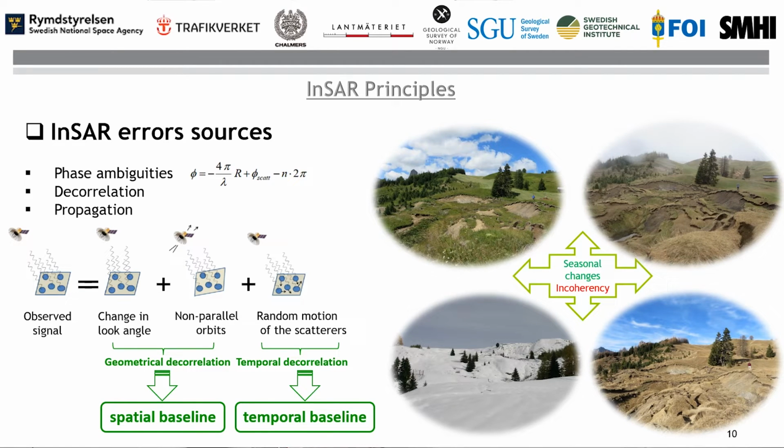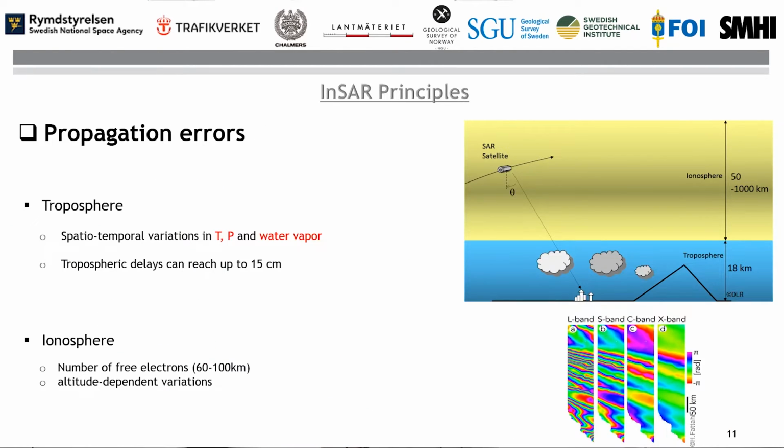The third main source of error in InSAR interferometry is related to the propagation error. When the signal of the satellite travels through the atmosphere, it has to pass through the ionosphere and troposphere. Each of these layers has an effect on the signal and creates some delay. In the troposphere, especially temporal variation in temperature, pressure, and water vapor cause this delay. The tropospheric delay can reach up to 15 centimeters on the interferogram.